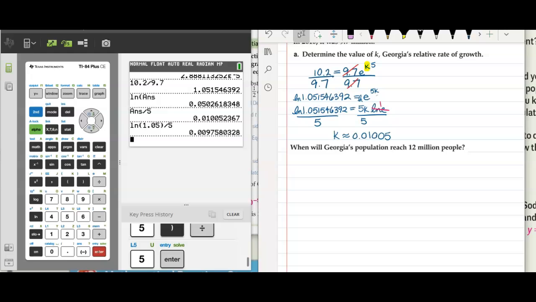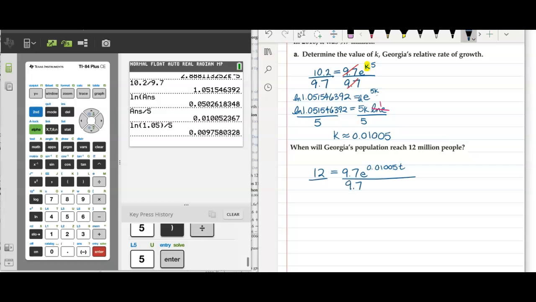The final question they're asking us is, when will the population reach 12 million people? To solve this, let's start with our formula again. We want to end with 12 million people. We were starting with 9.7 million people. E, we know what k equals now, 0.01005. And we don't know how long that's going to take. That's what we're trying to figure out, when. So let's solve. Let's divide by 9.7.